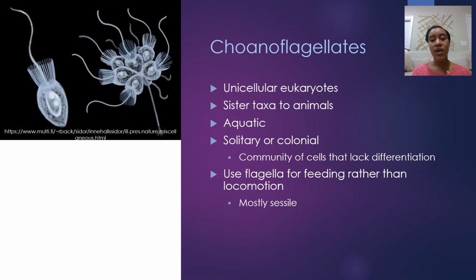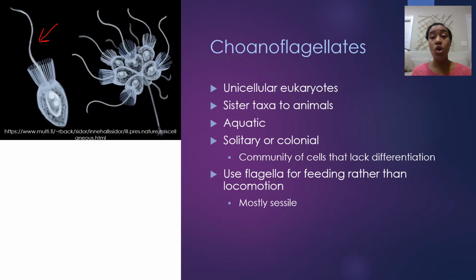Just as a reminder from last talk, when you have a colonial lifestyle, they're different cells that aggregate together, but they don't differentiate. So they're not a tissue. They're just individual cells that live together, right? It's like having you and your roommates versus you and your family. You just live together. And they have this flagellum, which you can see in this picture here.